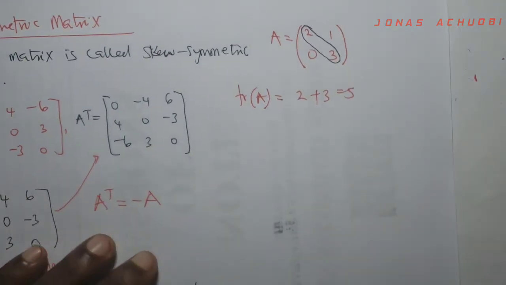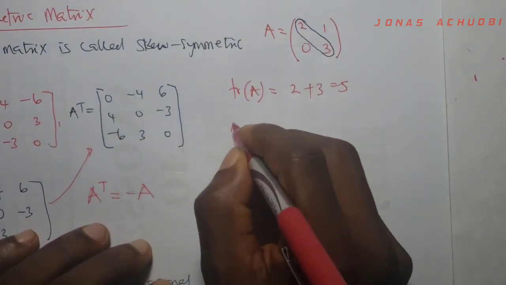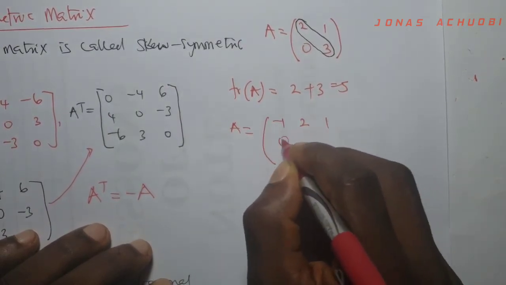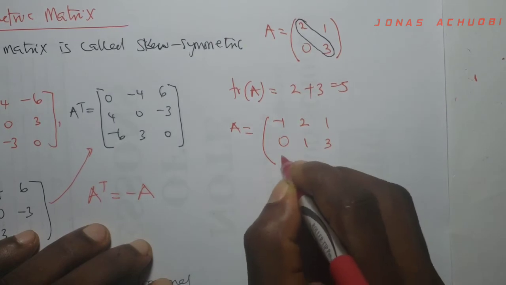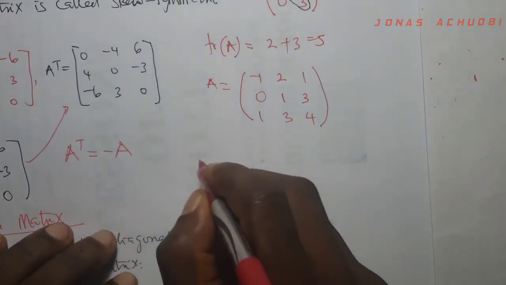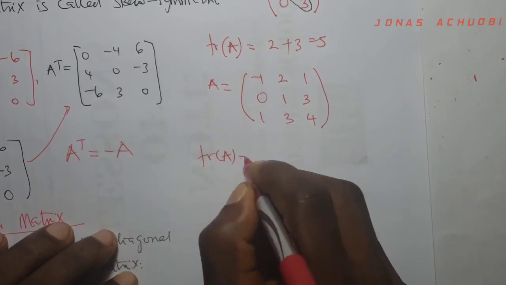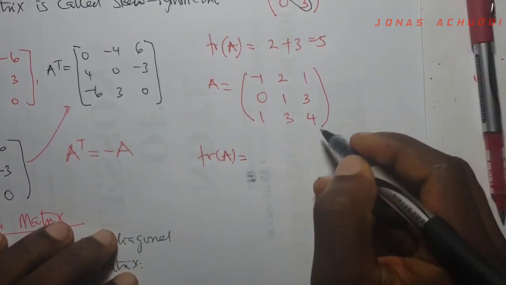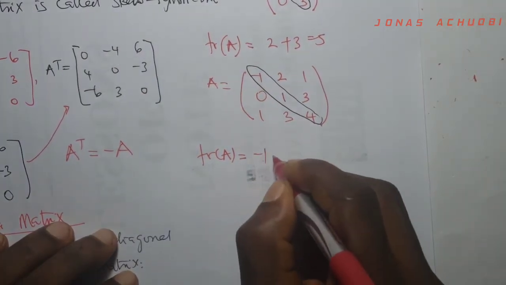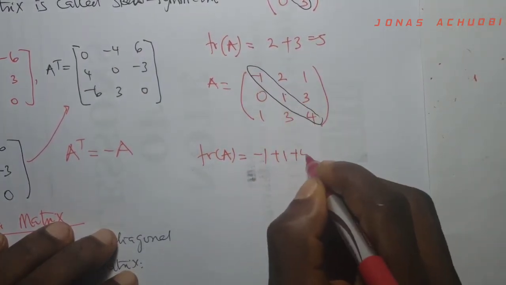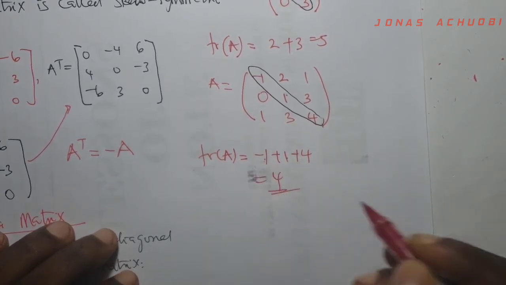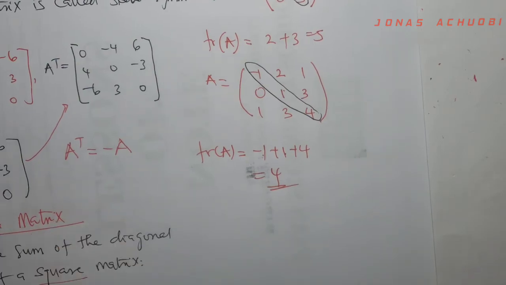If we have a 3 by 3 square matrix, the same story. For example, matrix A is negative 1, 2, 1, 0, 1, say 3, 1, 3, say 4. We can also find the trace of matrix A. So the trace of matrix A is equal to the sum of the diagonal entries. So that is minus 1 plus 1 plus 4. So negative 1 plus 1 is 0. 0 plus 4 is 4. So the trace of matrix A is 4.